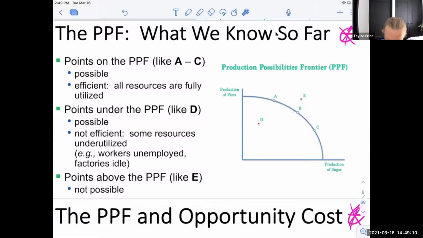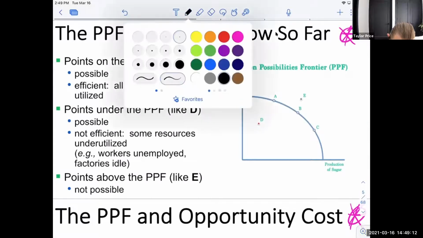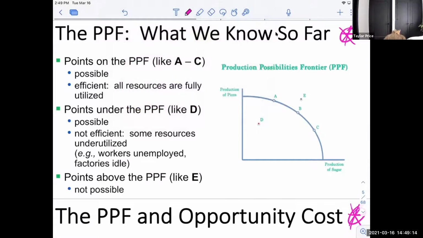In this case, the opportunity cost, and I can show it, is basically we are getting less sugar, but we're getting more pizza. And so that trade-off between sugar and pizza is the opportunity cost of moving from point C to point B.